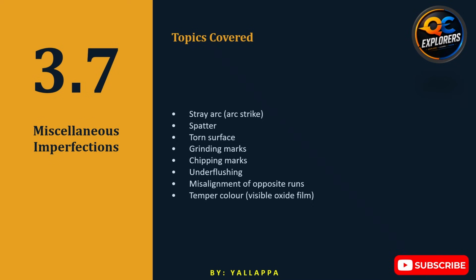So the important inspection principle remains the same. Do not judge an imperfection solely by appearance. Identify what it is, determine how it was produced, understand its potential effect, and compare it with the applicable requirement. We will begin with stray arcs or arc strikes.